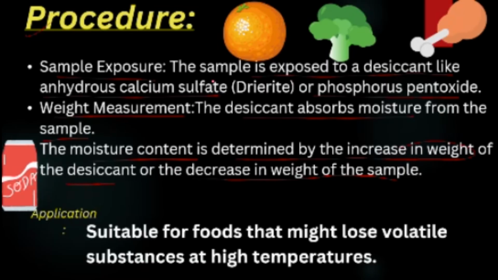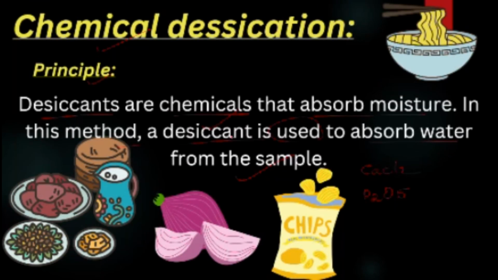What are the advantages? It is useful for sensitive materials that cannot be heated, which is common in thermal drying methods. Low temperature operation ensures that volatile components in the samples are preserved. Applications: it is suitable for foods that might lose volatile substances at higher temperatures. Chemical desiccation is ideal when heat based drying methods like oven drying alter the sample's properties, or when the sample contains compounds that decompose upon heating. In those cases, we use the chemical desiccation method.